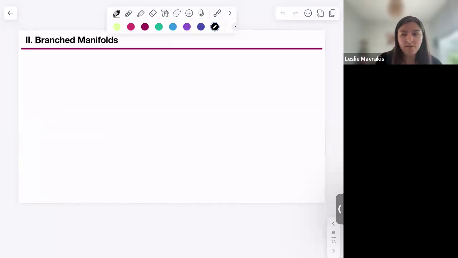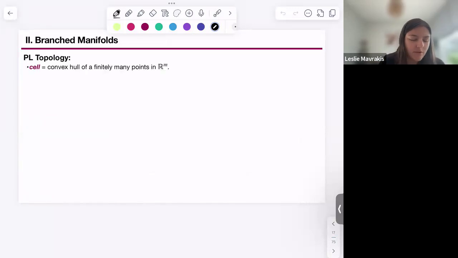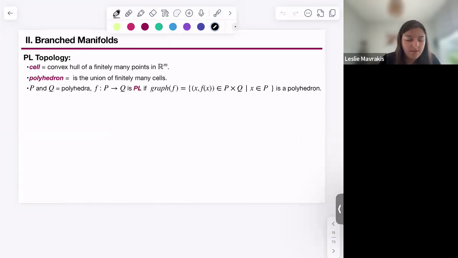the rest of the talk will be in the piecewise linear category. So I just want to do a crash course on PL topology. We say that a cell is just the convex hull of finitely many points in some R^m. A polyhedron is just the union of finitely many cells.